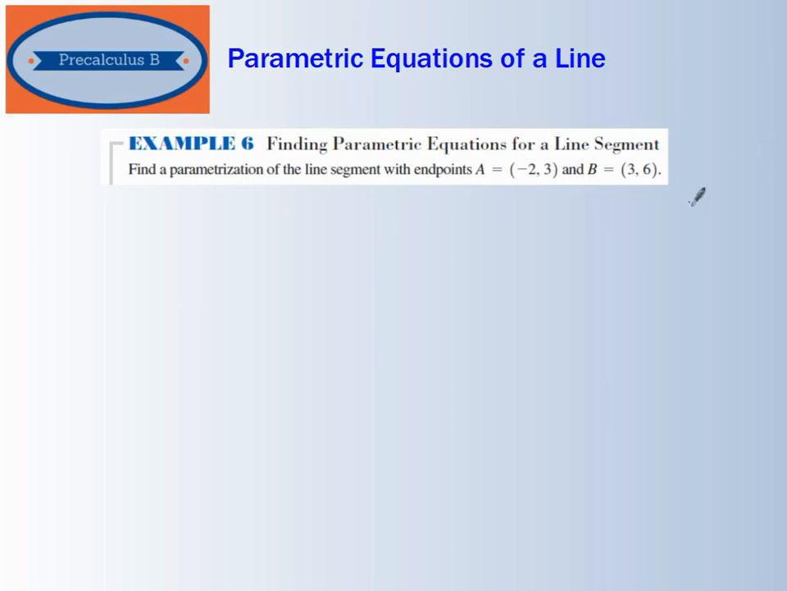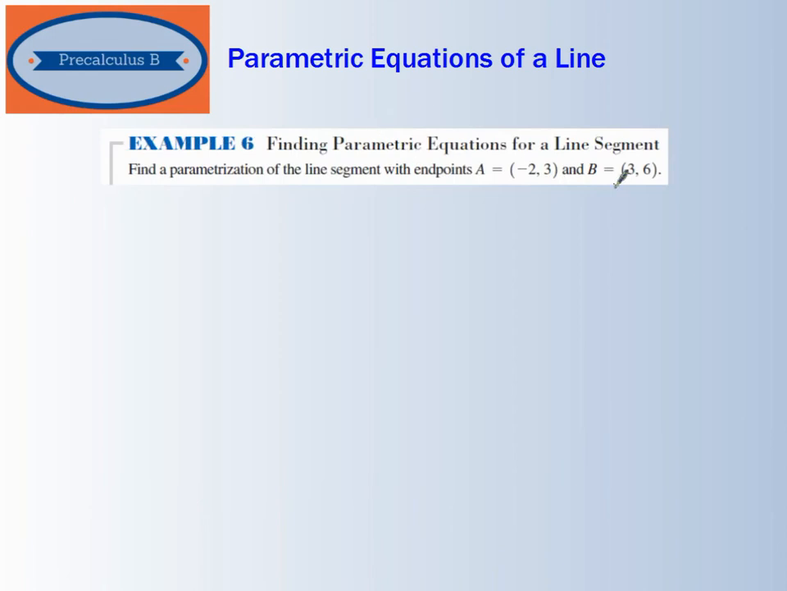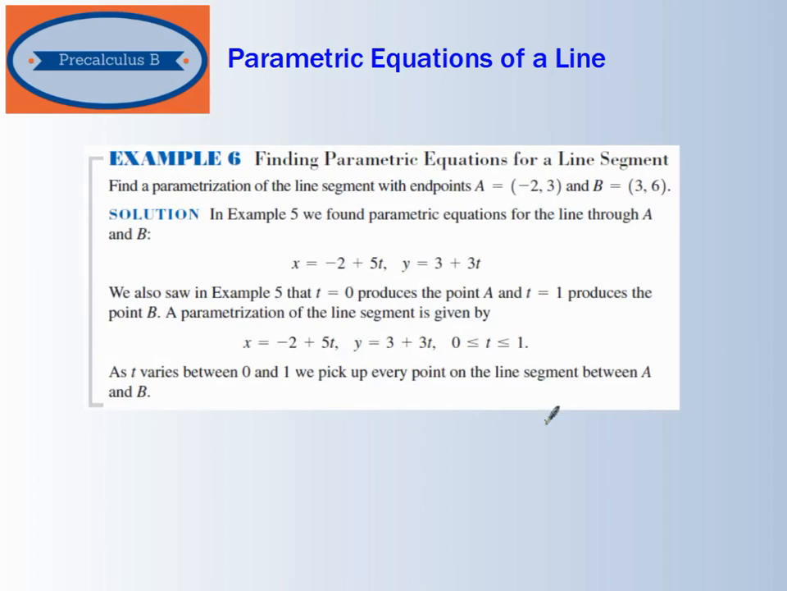Well, if we look back at the previous example, because that's where we got the equation of that particular line, we actually found that when t was equal to 0, it gave us point A, and when t was 1, it gave us point B. So the only thing we really need to do here is restrict our value of t to be from 0 to 1. If we restrict that parameter to those values, we pick up every point on the line segment between A and B. So we found the parametric equations for that particular line segment. We just need to know what are the values of t that will fill in that segment. And it's just everything between 0 and 1.